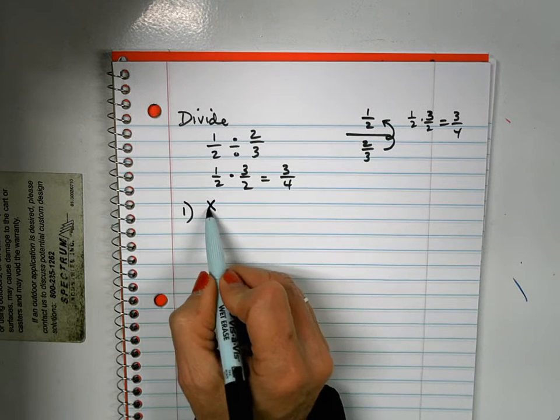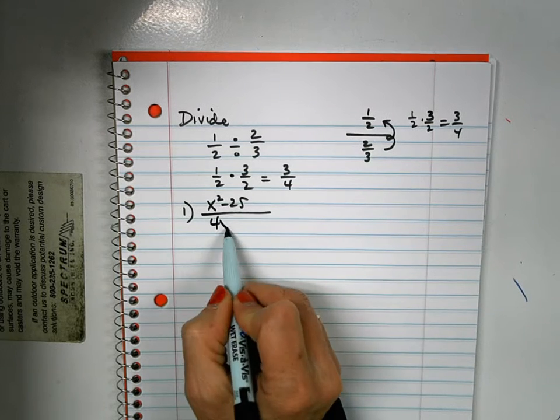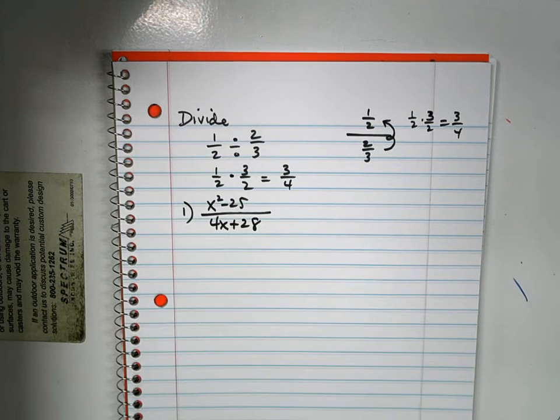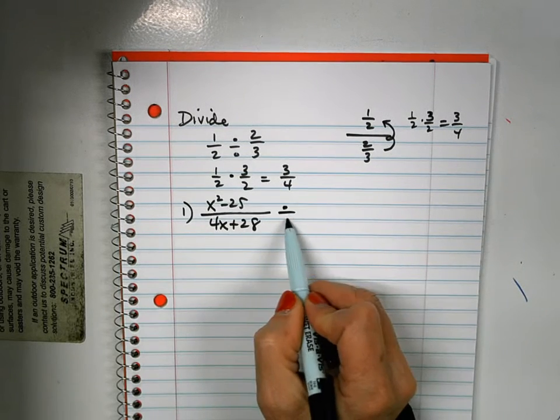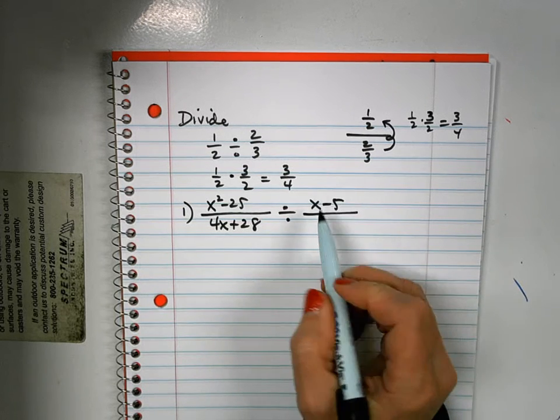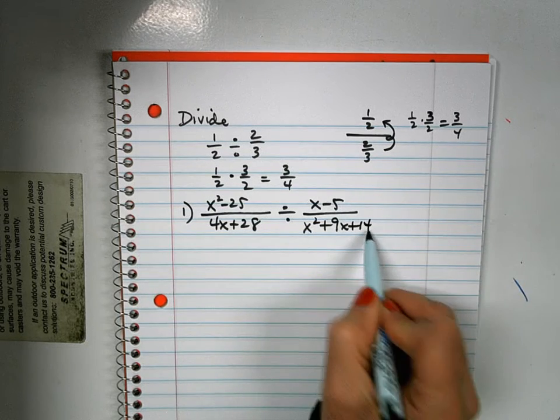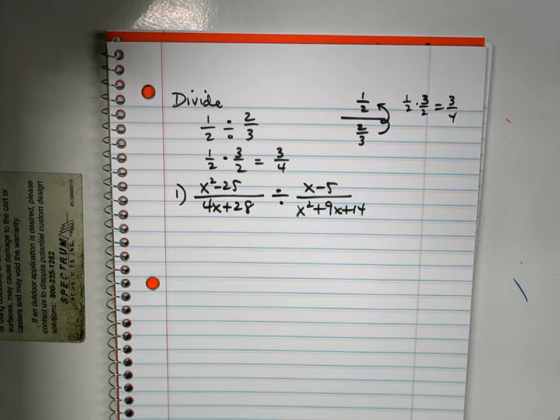All right, x squared minus 25 over 4x plus 28 divided by x minus 5 over x squared plus 9x plus 14. Okay, so which part are we going to flip over? The second one, right? This we're going to flip over.